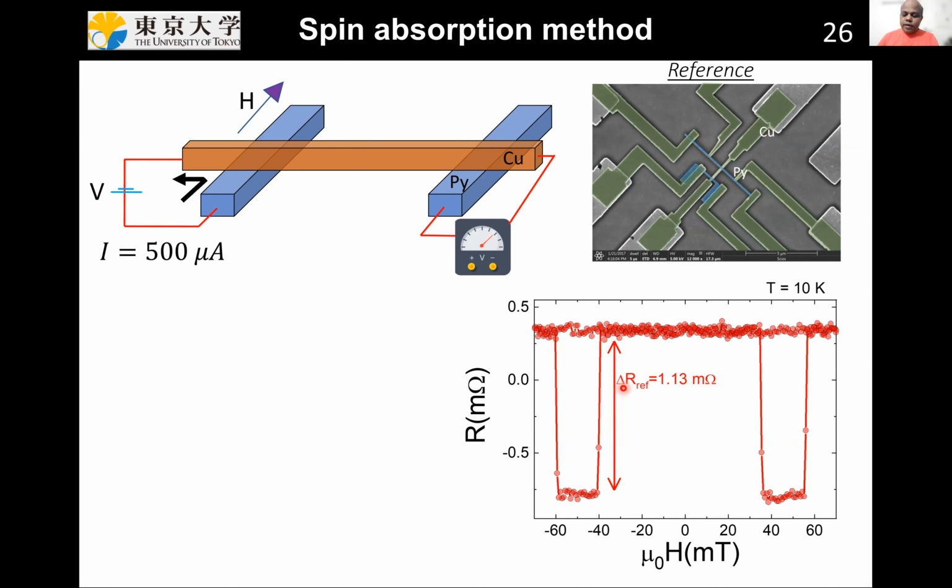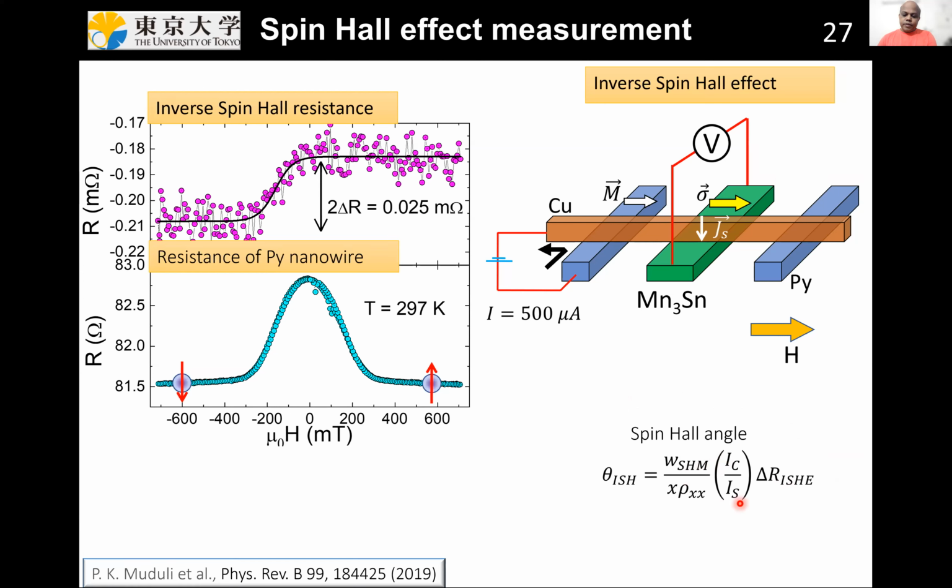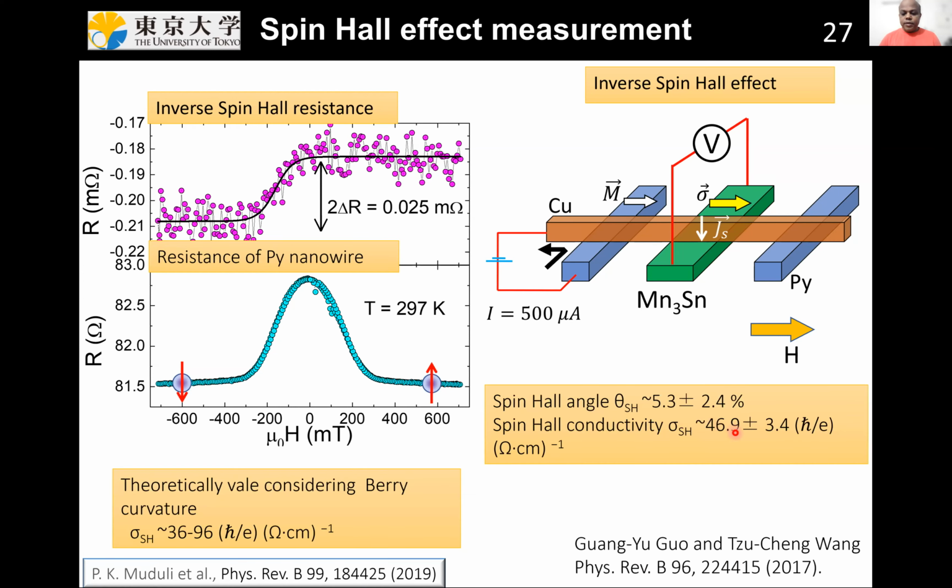And in this case also you can do the inverse spin Hall effect measurement. As I said, if you put a voltmeter across this manganese 13, then you can detect the inverse spin Hall signal, which would look like this. From this signal, you can also determine the spin Hall angle, which I estimated to be around 5%, which is very close to the spin Hall angle of platinum if you use the same spin injection method. From this you can also calculate the spin Hall conductivity, around 46 ohm centimeter, which is very close to the theoretically predicted value of 36 to 96 ohm centimeter.